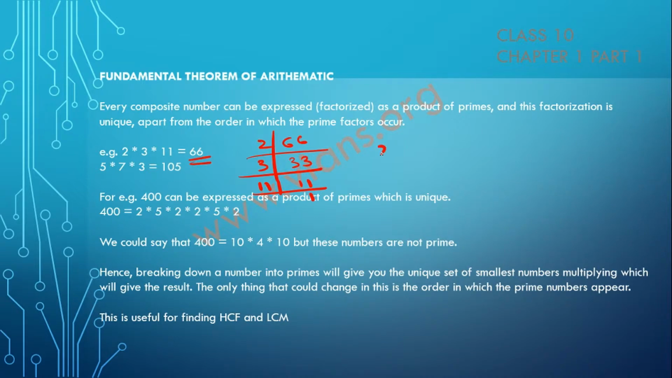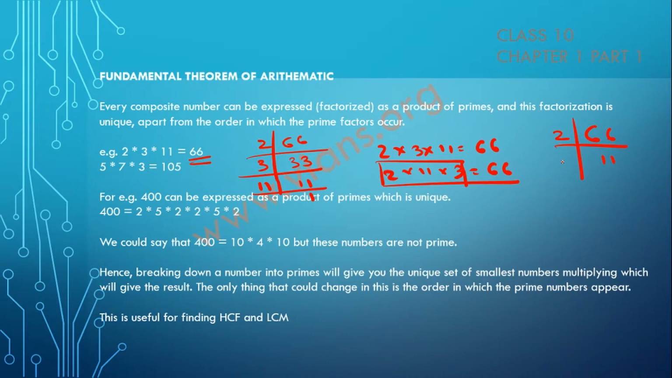For example, I could always write 2 into 3 into 11 is equal to 66, and 2 into 11 into 3 is equal to 66. So at that point of time, don't say that this is not unique. This is unique in the fact that you can never factorize 66 in any other form apart from 2, 3, and 11. So you cannot find any other new prime factors for this, but you can always change the order of factors however you want.